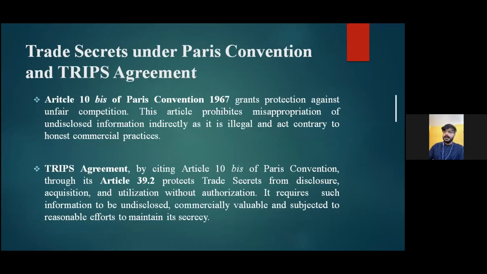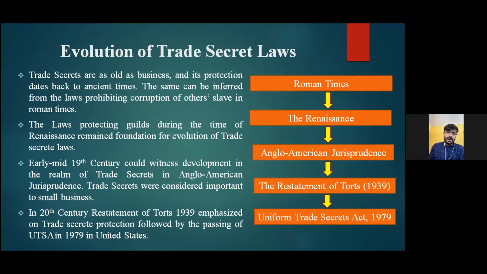If we talk about the Paris Convention and TRIPS agreement, it has Article 10 bis of the Paris Convention and Article 39 of the TRIPS agreement. It discusses the trade secret, and it aims at regulating the anti-competitive behavior of companies and preserving undisclosed information, know-how, or maybe you can call it a trade secret. The evolution of trade secret law comes from Roman law to the Renaissance, and then Anglo-American jurisprudence also has its evidences.